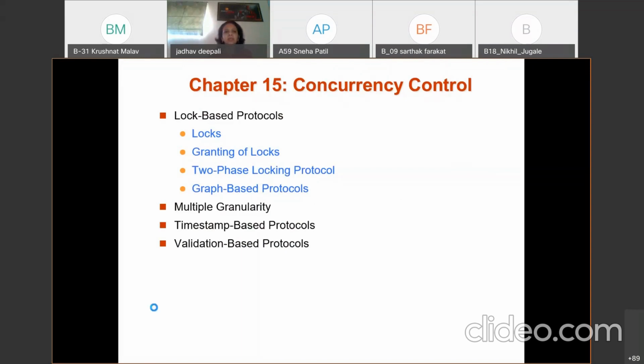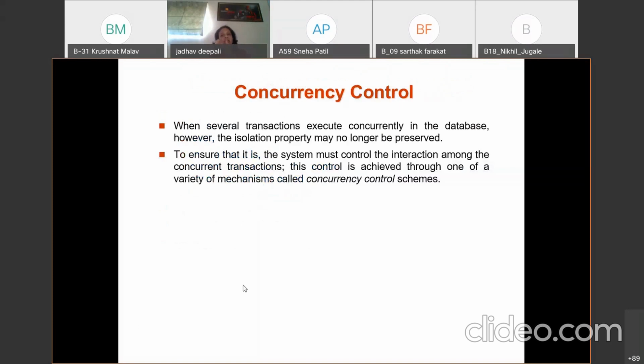So concurrency control. As I have already told you, when several transactions execute concurrently in the database, the isolation property may no longer be preserved. Many times it may not be preserved. If isolation is not preserved, one transaction is updating a data item, at the same time another transaction reads the data item, then what happens? It results in data inconsistency. So to preserve data consistency, the isolation property needs to be preserved.